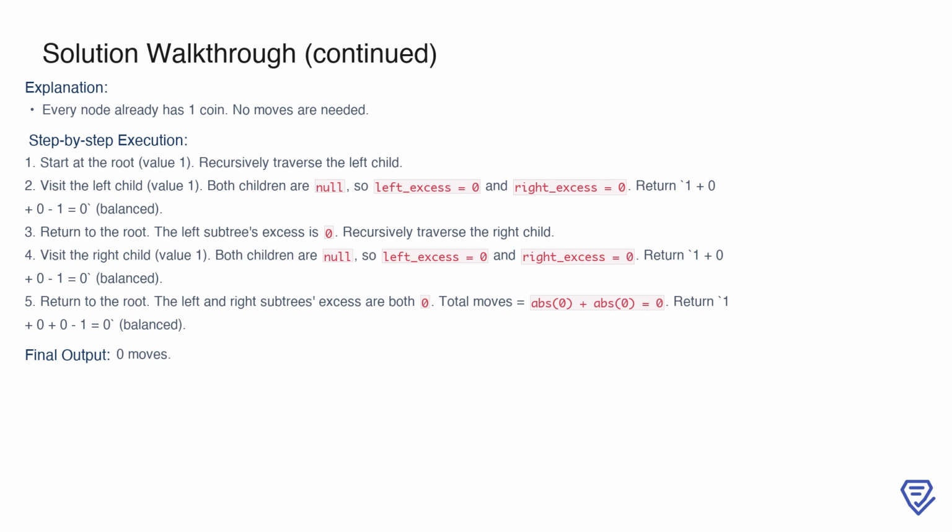Back at the root, the left subtree contributes 0 excess coins. We then traverse the right child, which follows the same process. It too is already balanced with no excess coins to return. At the root, both the left and right subtrees have an excess of 0, resulting in no moves required for redistribution. The root itself balances out with an excess of 0, confirming that the entire tree is already balanced. The total number of moves required for this example is 0.